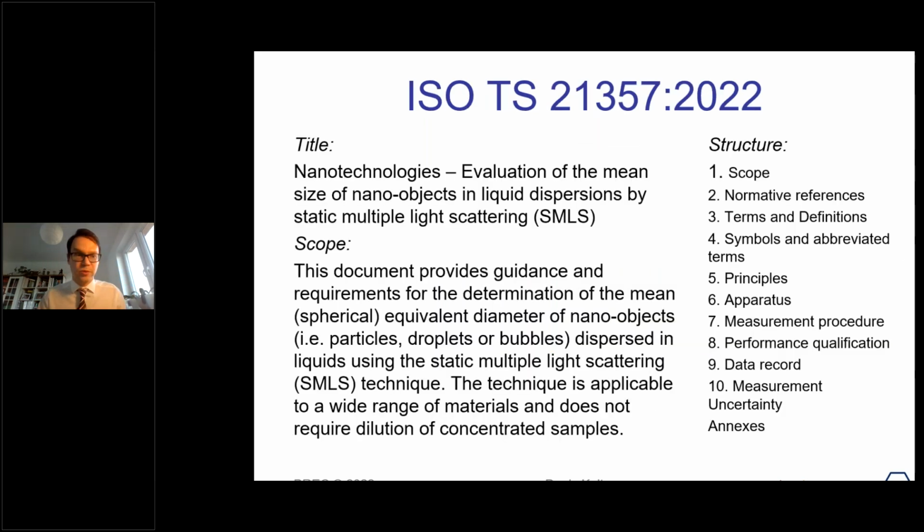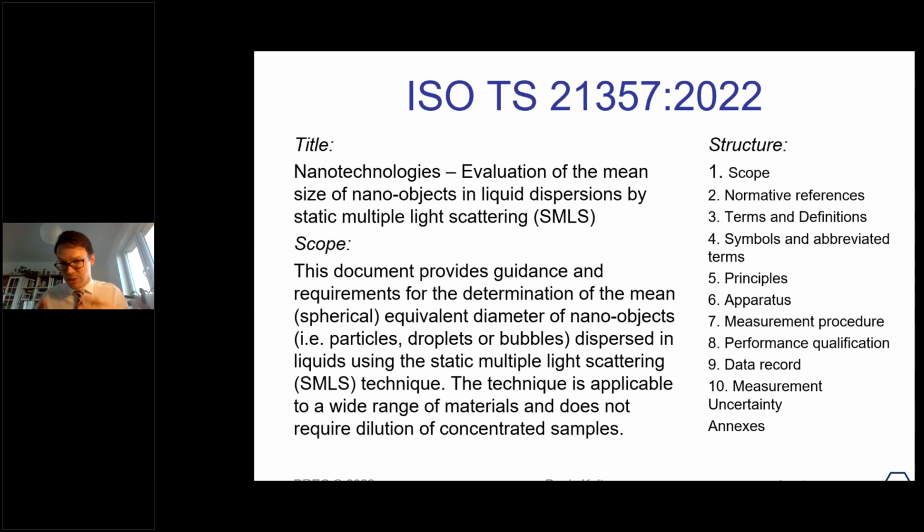So the document itself has a title. The number is 21357. I don't expect you to remember that. That's only ISO geeks like me who have to remember that. And the title is Nanotechnologies, like all of them, evaluation of mean size of nano objects in liquid dispersions by static multiple light scattering, SMLS.